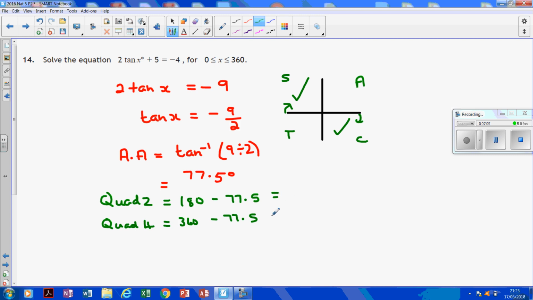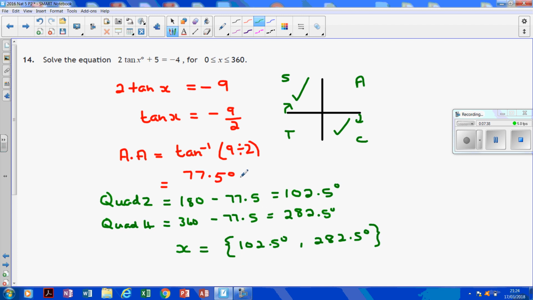And when I work both of them out, the first one comes out to be 102.5. And this one here, 360 minus 77.5, is 282.5 degrees. Always write down your answers in a wee bracket, so x is equal to 102.5 degrees and 282.5 degrees. Now the reason I'm doing that is we've got another angle written down here, but that's not one of our solutions. That was just the angle we used to help us get our solution, so always finish it off by putting your final answers at the bottom.